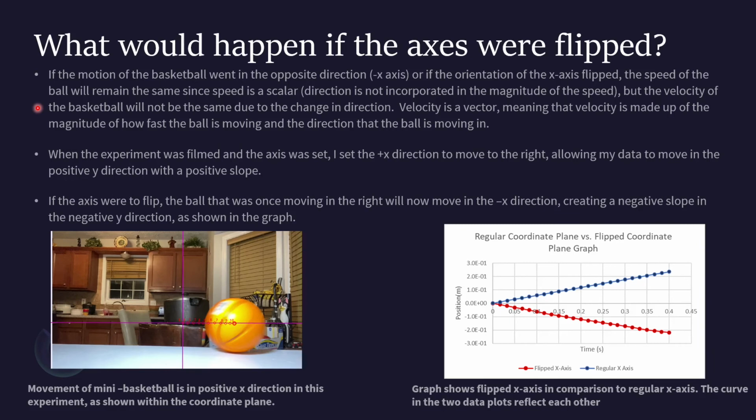Velocity is a vector, meaning the velocity is made up of the magnitude of how fast the ball is going as well as the direction the ball is moving in. If the axis was to flip, the ball that was once moving to the right would now move in the negative x direction, creating a negative slope in the negative y direction, as shown in the graph right here. As you can see, compared to the regular data plot, the new data plot creates a reflection of the original data plot.